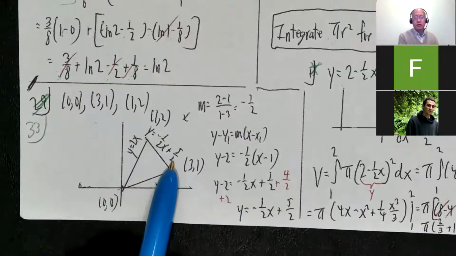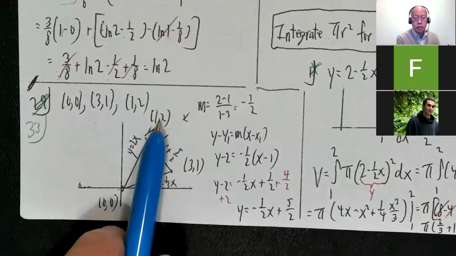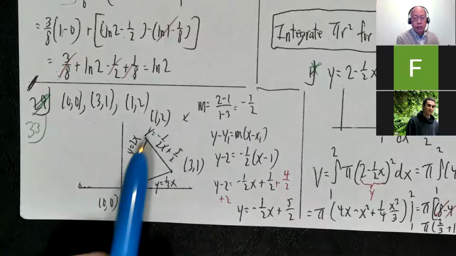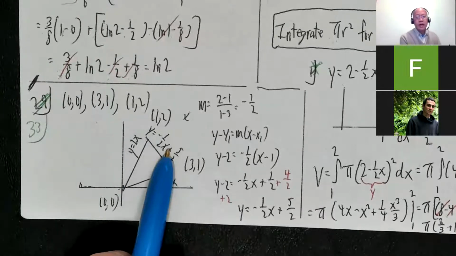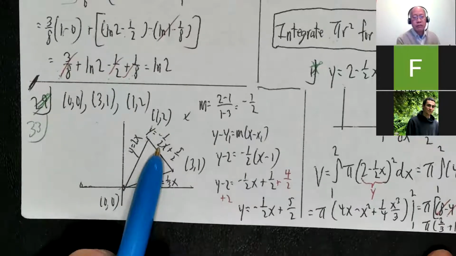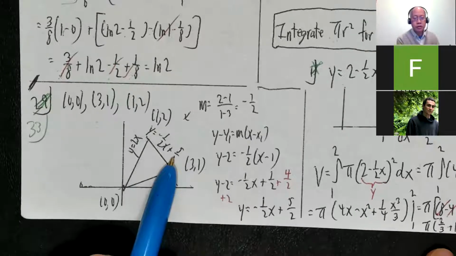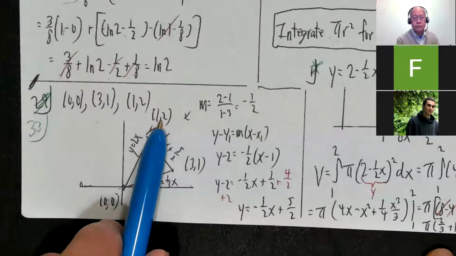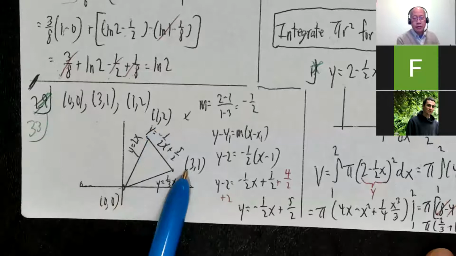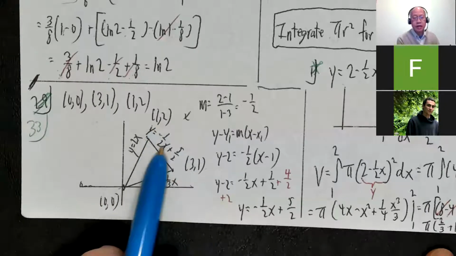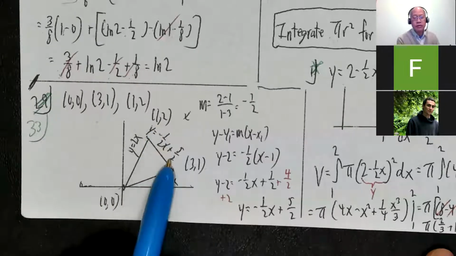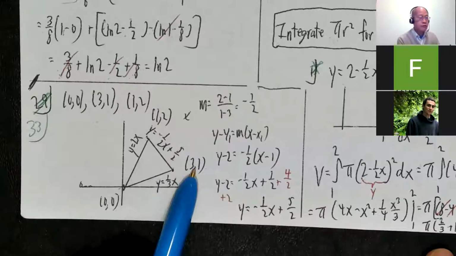And by the way, where you can double check that is both of these points should work. Let's try. If I plug in 1, negative a half times 1 is negative a half, plus 5 over 2 is 4 over 2, which is 2. And if I plug in 3, negative a half times 3 is negative 3 halves, plus 5 halves is 2 over 2, which is 1. So it definitely works.